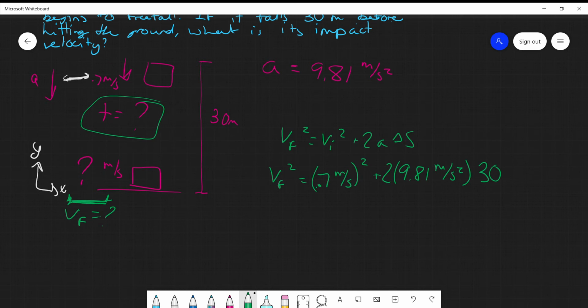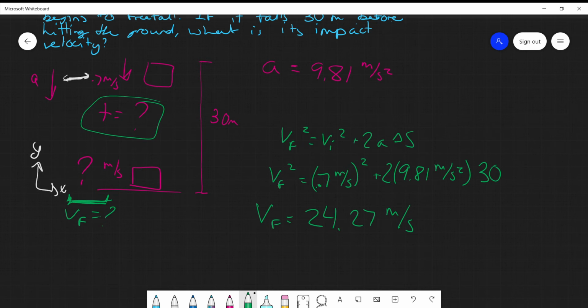Okay, so next we're just going to plug all of this into our calculator and square root it to get what VF equals by itself. So we have 0.7 squared plus 2 times 9.81 times 30, and all of that is square rooted. So we get 24.27 meters per second. And that is our answer.